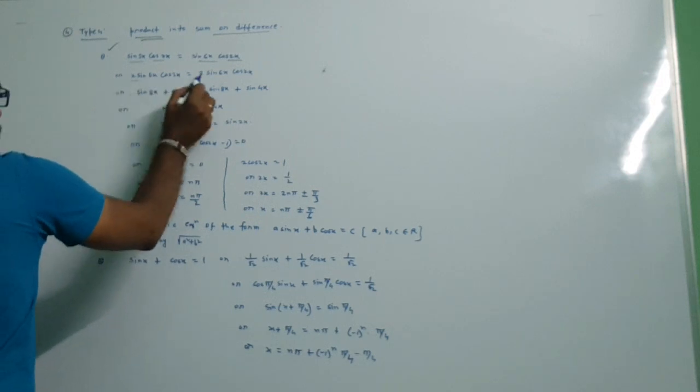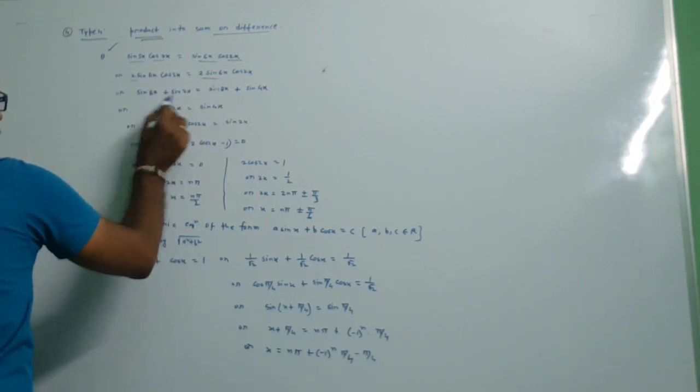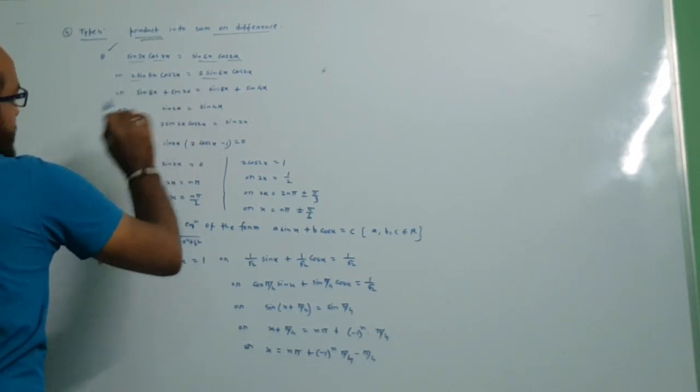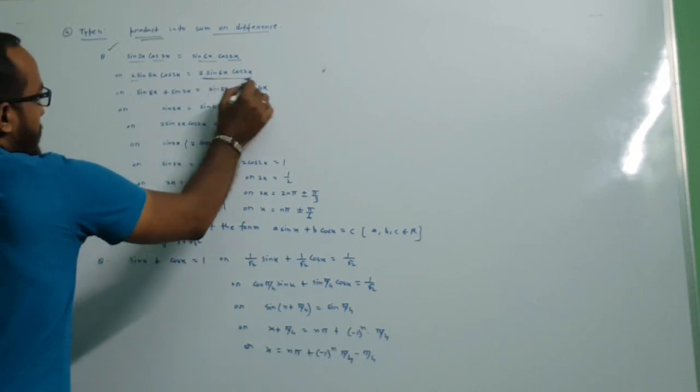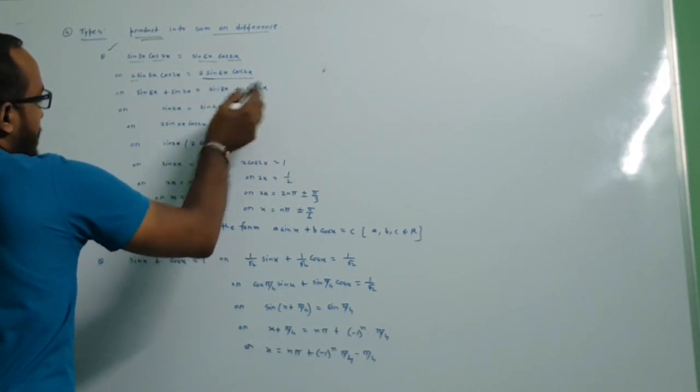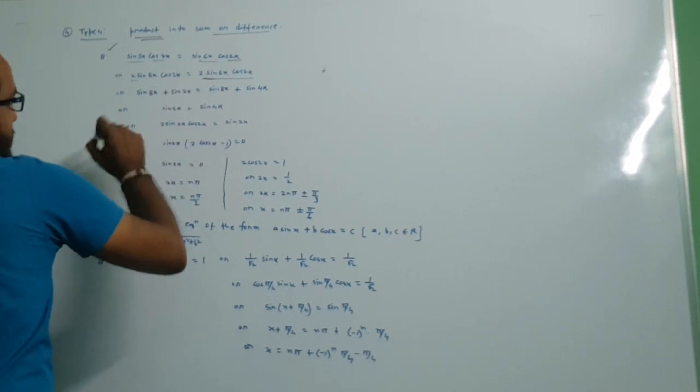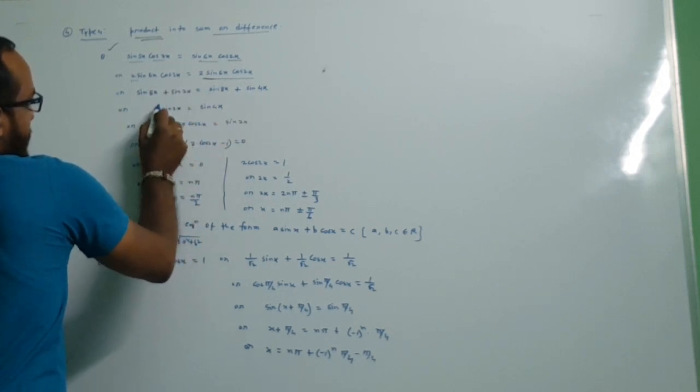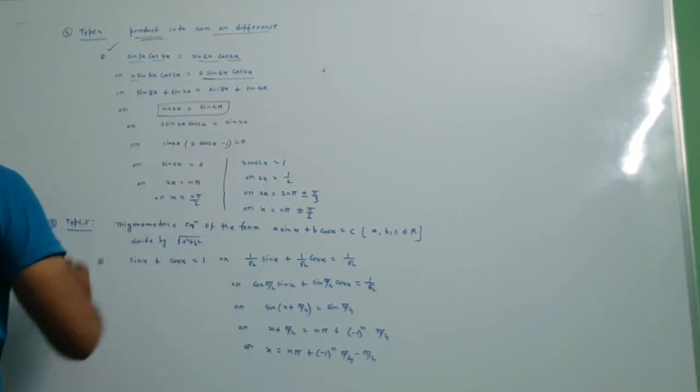So multiply 2 in both the sides. Apply the 2 sin a cos b formula: sin of a plus b plus sin of a minus b. Apply 2 sin a cos b again, sin of a plus b plus sin of a minus b. Sin 8x will cancel out on both the sides. So sin 2x would be sin 4x.